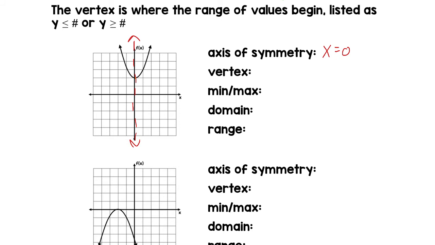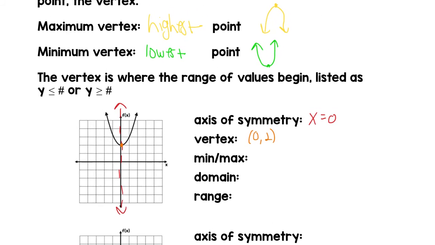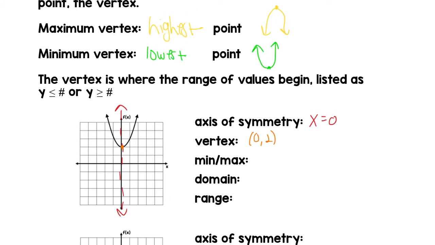Vertex is the very, very bottomest point here, and that is a coordinate point. So 0, 2 looks like the vertex. Minimum or maximum? Well, like we said above, if it opens up, then it will have a minimum.